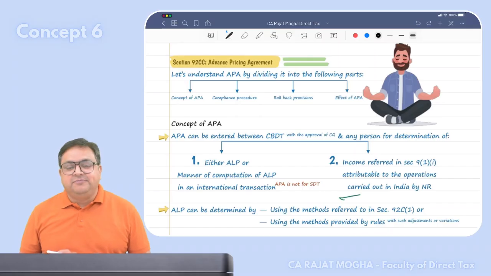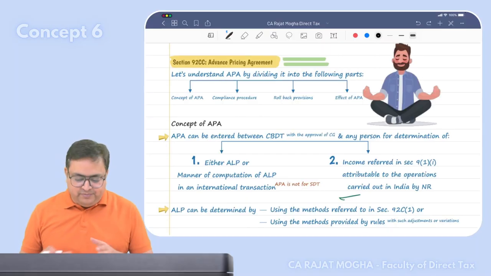This is advanced pricing agreement. Very important topic as far as transfer pricing is concerned. This is quite an important topic.